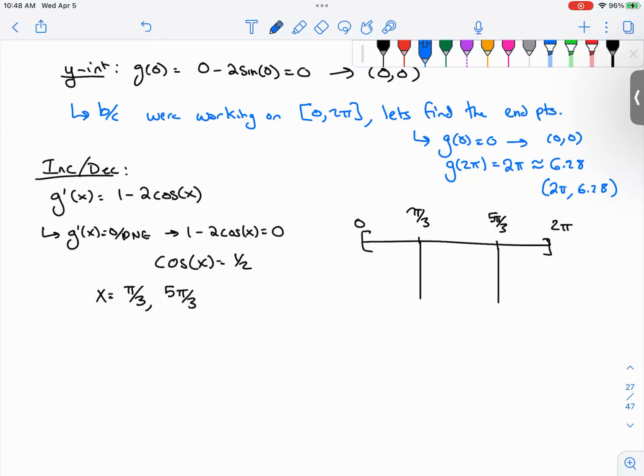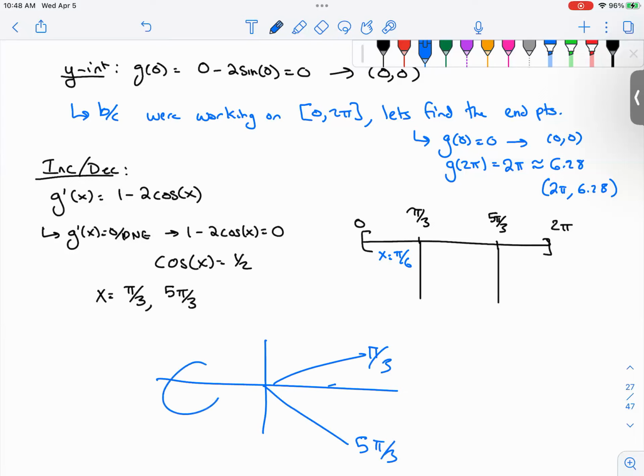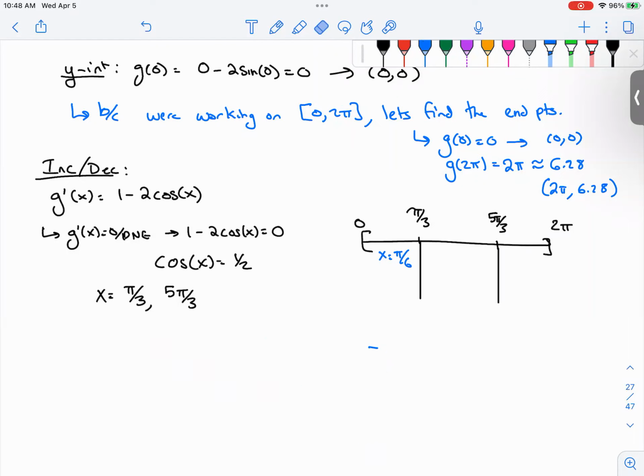So x equals pi over 6, that's going to be a number that is less than pi over 3, but greater than 0. In between pi over 3 and 5 pi over 3, if you're looking at a unit circle, pi over 3 is right here, 5 pi over 3 is here. So you can choose any number. I would recommend pi. But you could do pi over 2, you could do 3 pi over 2, anything you want. So I would recommend pi.